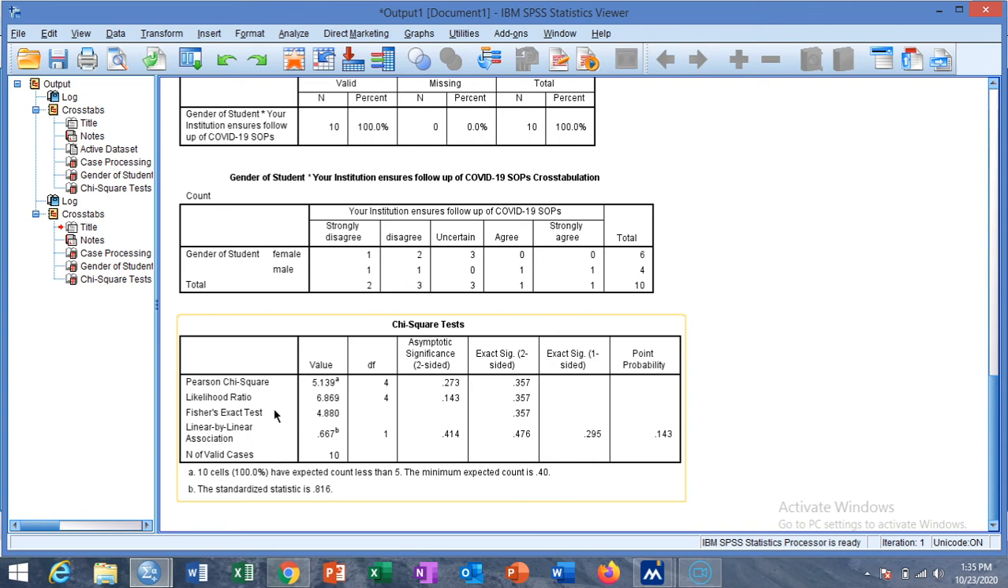So this is all about checking the association between two qualitative variables. When one variable is qualitative and the other is quantitative or on continuous scale, then we look for the biserial correlation, and that will be discussed in the next lecture.